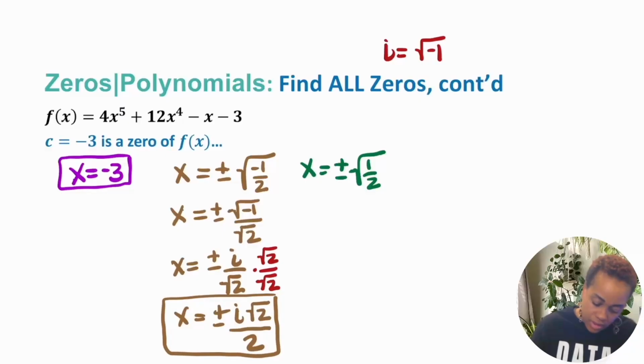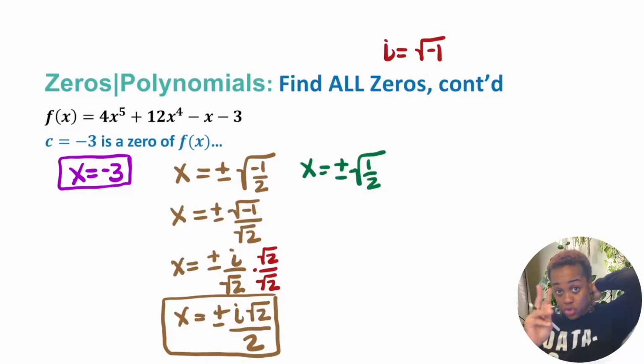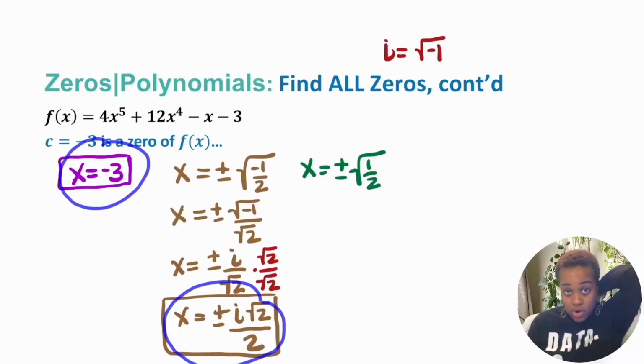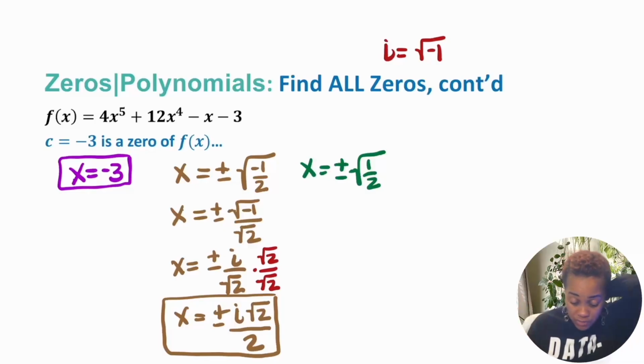Okay? Now let's do this one. So you notice that's 2 imaginary roots. So now we have 2, and 1. So we have 3. So we need 2 more, right? So let's finish with this one. This one's going to give us 2 also.